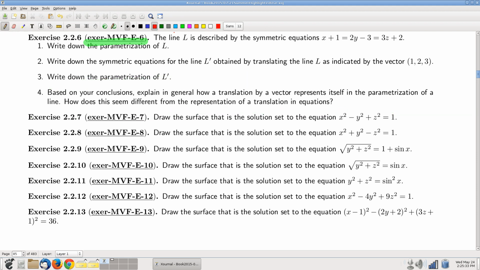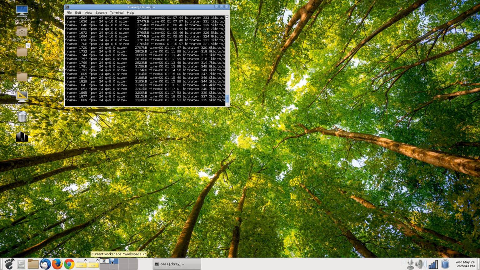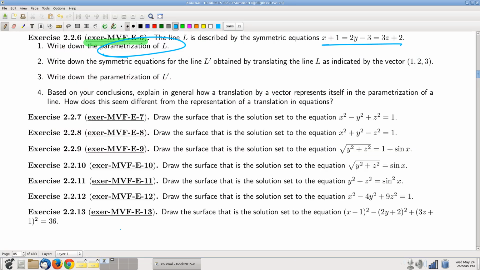So step one, and we have these symmetric equations. Let's find the parameters. Did I start a recording per chance? I believe I did. I hope I did. Yes. Okay. Better to ask than to not have done it.